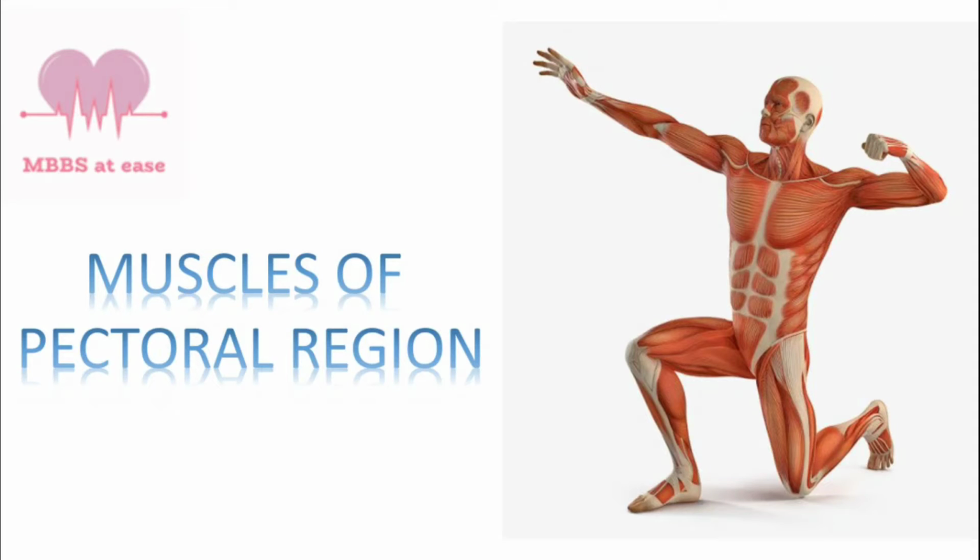We are able to move everywhere and we are able to lift the things that we want. All these are because of contractile tissue, muscles, which are made up of contractile proteins, actin and myosin. So in this video we are going to learn the muscles of the pectoral region. Let's move on to the video.